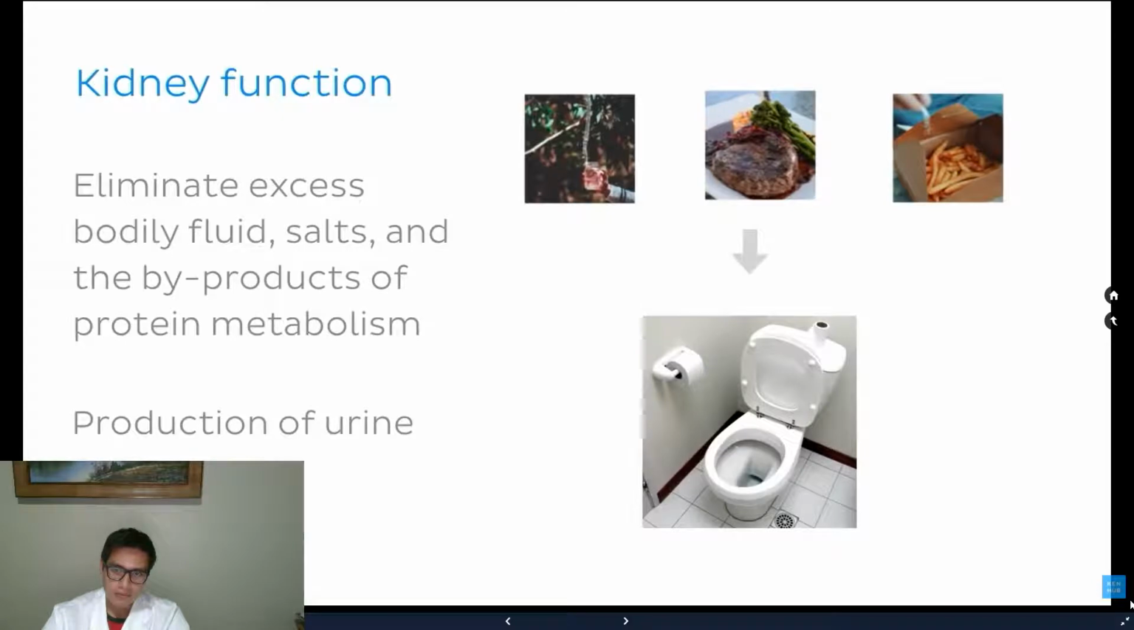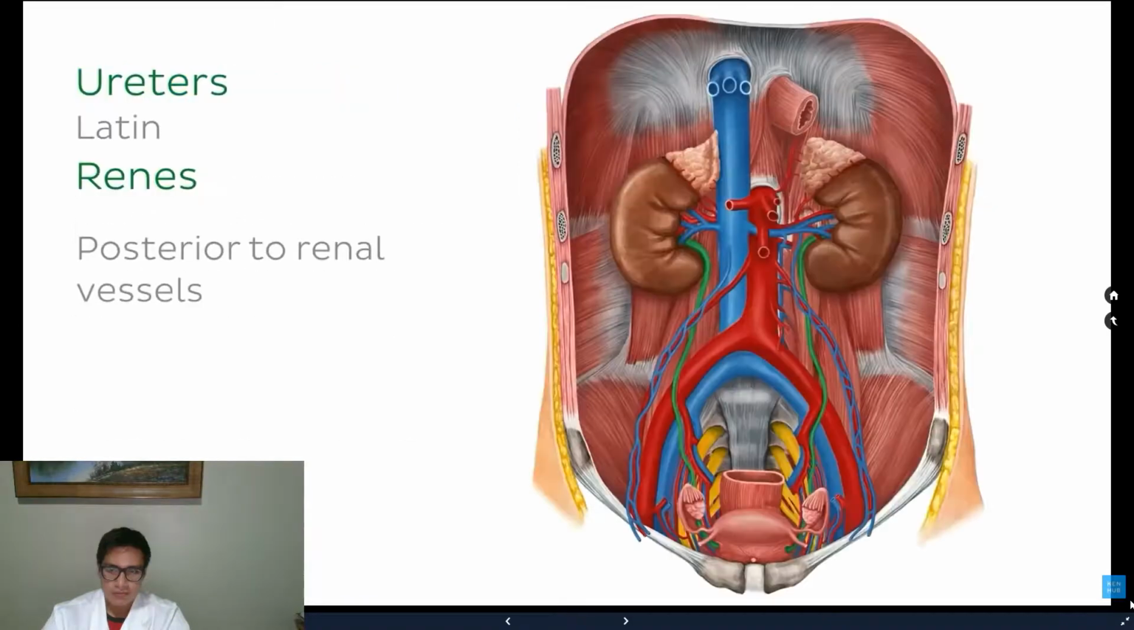The next structures we're going to talk about are the ureters. The ureters emerge from the kidneys posterior to the renal vessels. They are actually a continuation of the renal pelvis of the kidneys, which we just looked at in the renal hilum image.